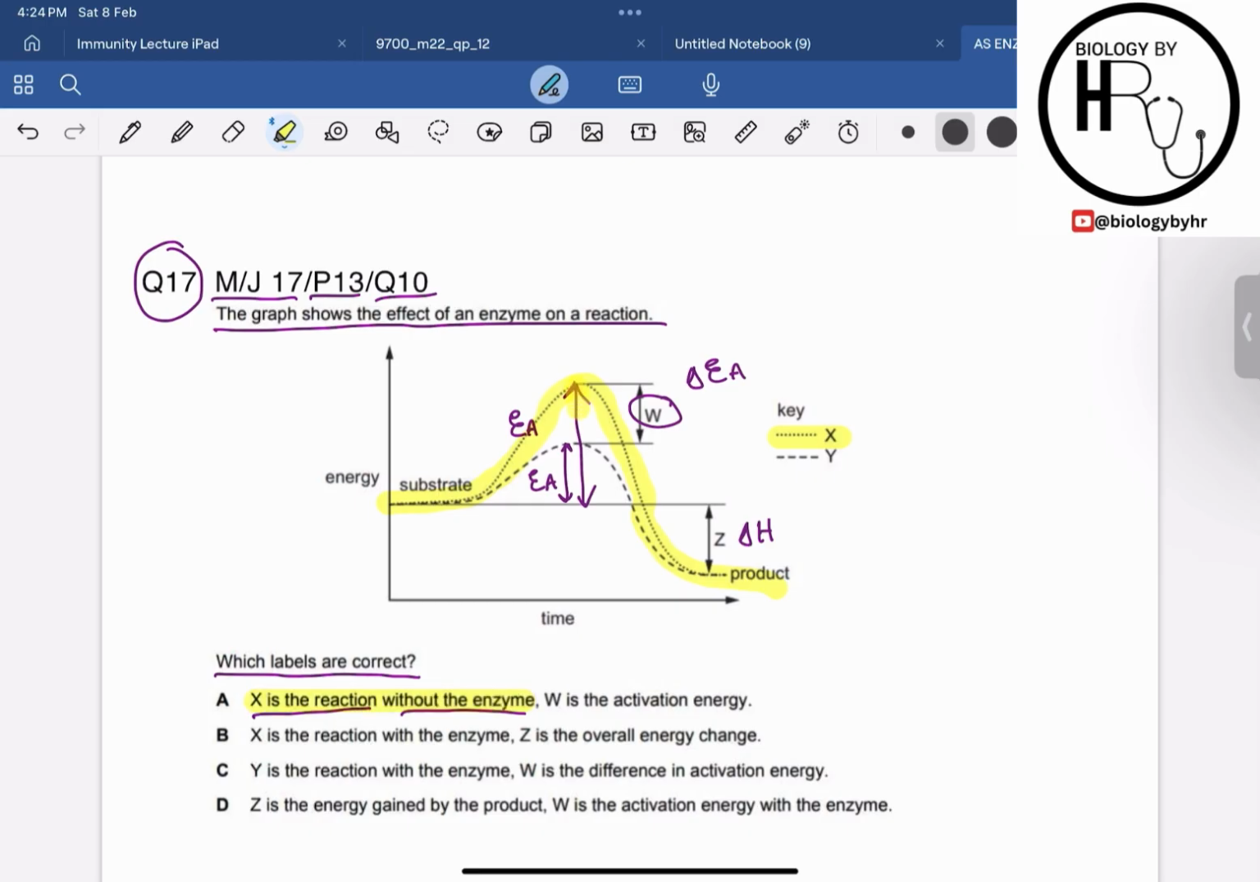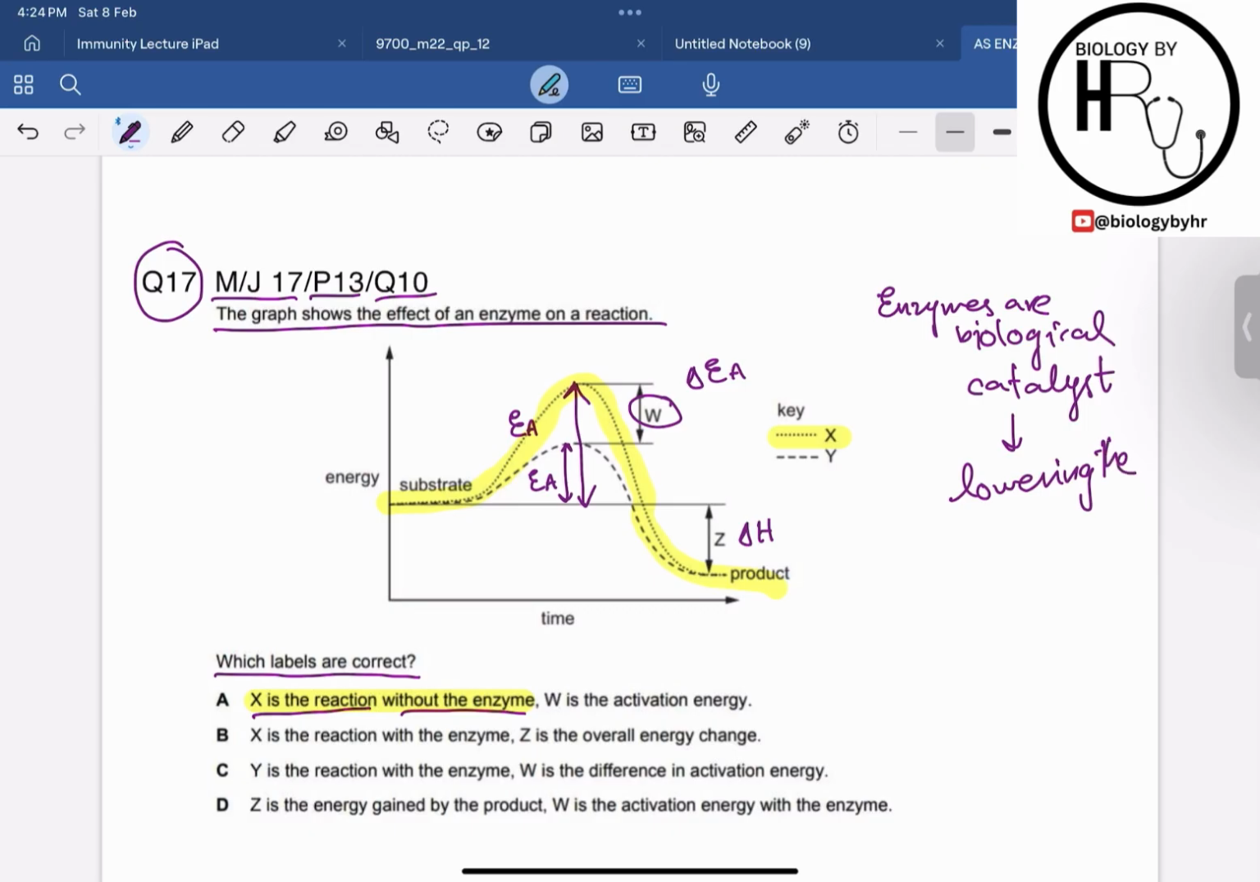Because the activation energy for this reaction is high. We know that enzymes are the biological catalysts, right? Which means that they speed up the chemical reaction by lowering the activation energy. And over here in the X reaction, the activation energy is high. And W is not the activation energy, it is rather the change in the activation energy, so hence A is incorrect.